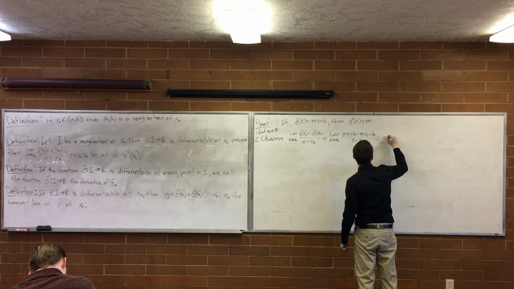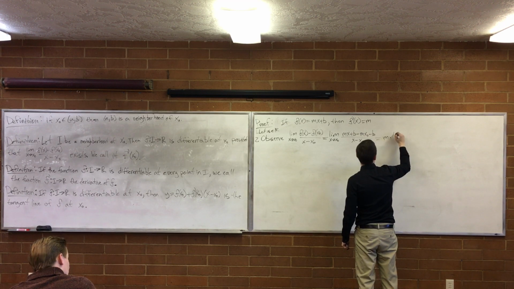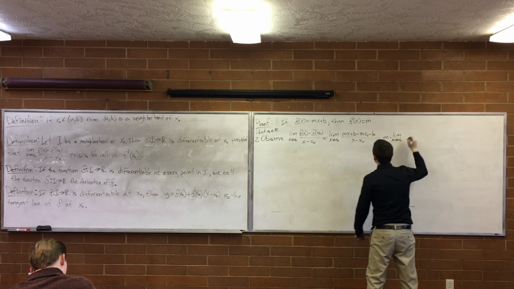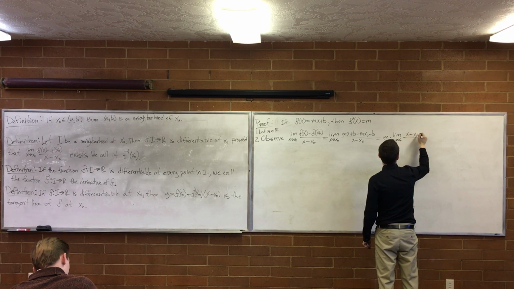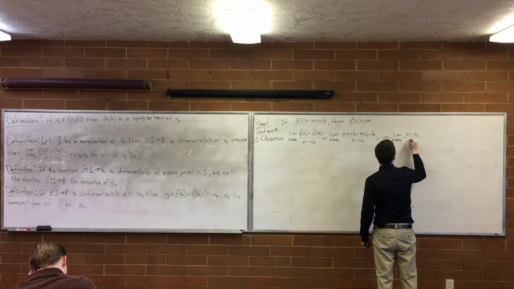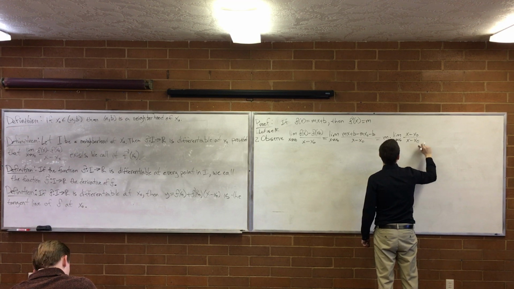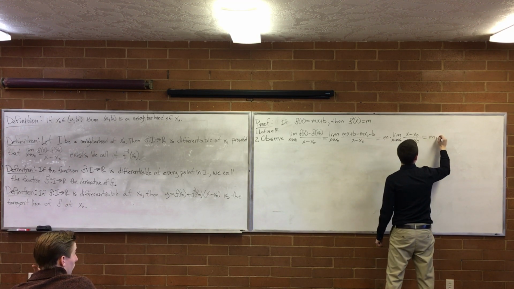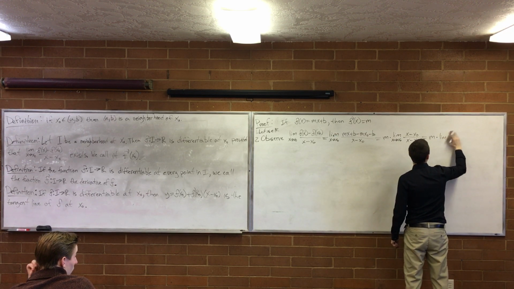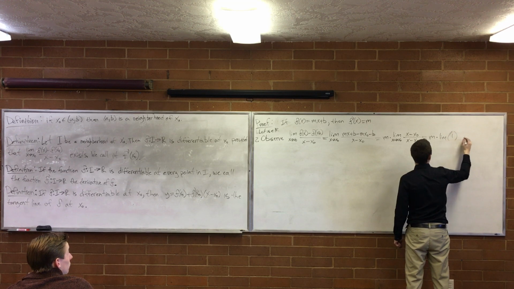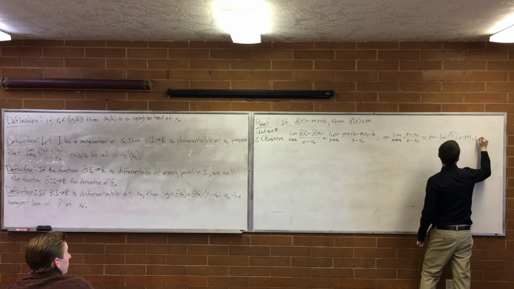So that's going to be m times the limit as x goes to x naught of, what's in the numerator? x minus x naught. What's in the denominator? x minus x naught. Which is equal to m times the limit of 1. Just like that. Which is equal to m. Okay, that's what we're trying to prove.